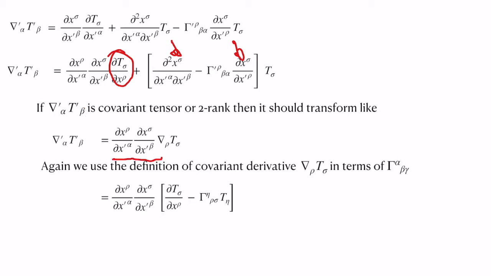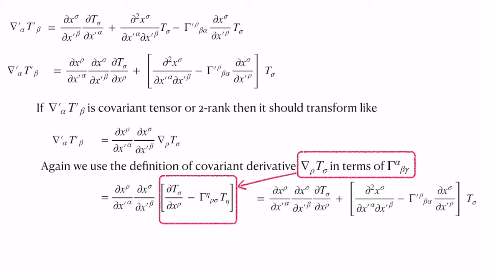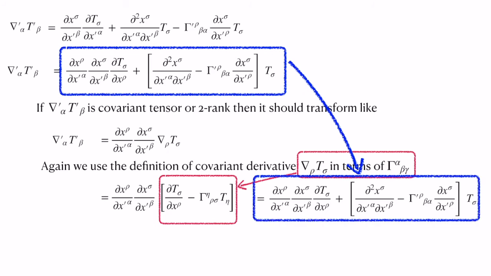Now here again we use the definition of a covariant derivative in the new coordinate system, that can be expressed in terms of gamma, and that is given here. So we replace this covariant derivative explicitly in terms of the partial differential and gamma. This expression we can directly compare with the expression given here, which we obtained earlier for the covariant derivative in the x prime system and related to the x system.